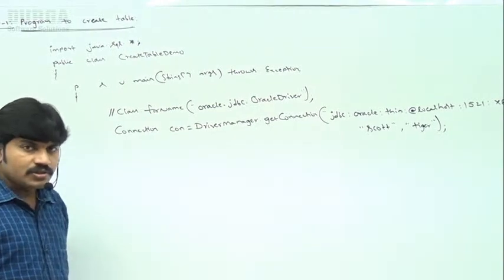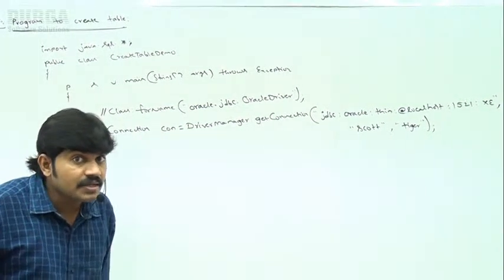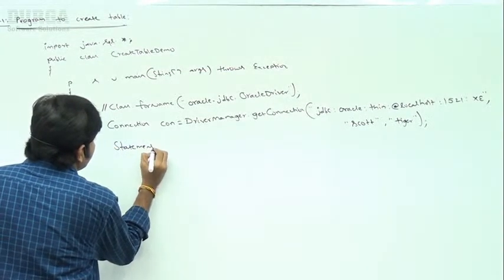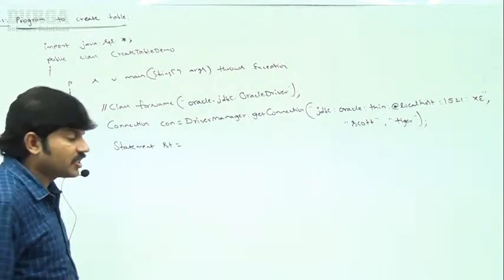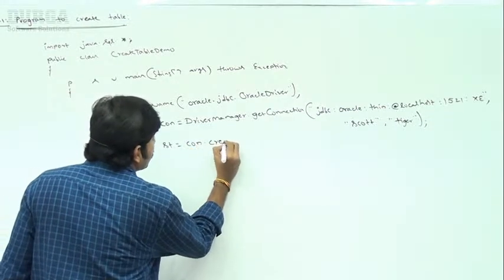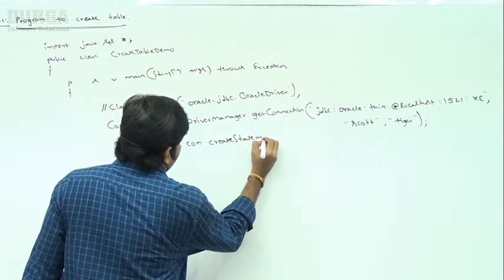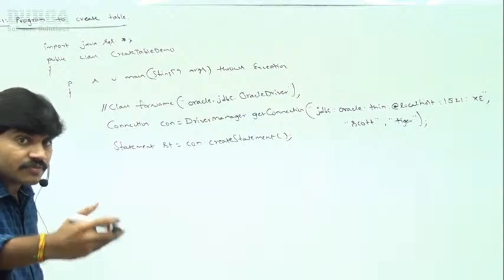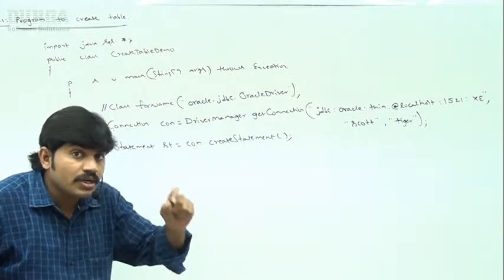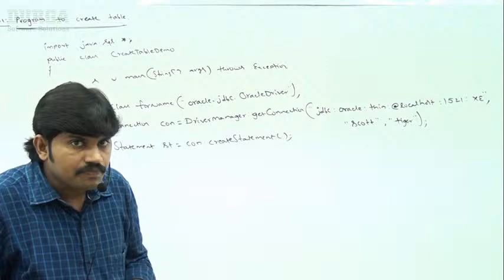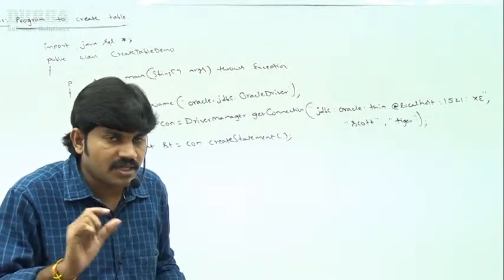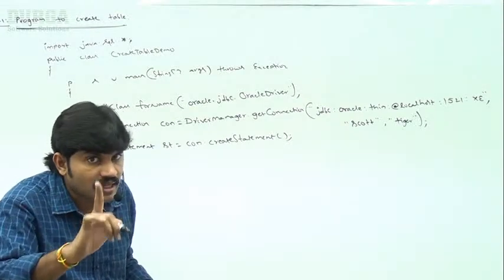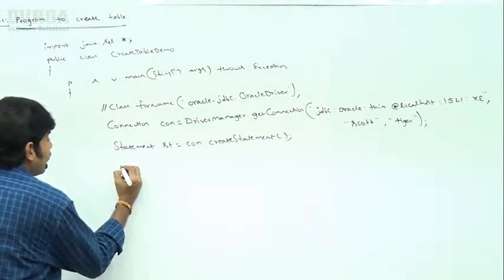Once the connection is ready, to send our SQL query we compulsorily require a Statement object. How to create the statement object, sir? Statement st is equal to con.createStatement. Yes, the statement is also ready. What is the next thing I have to take, sir? Execute our SQL query. Sir, what is the query? Create a table. Is it a select query or a non-select query? Non-select query. That's why executeUpdate.